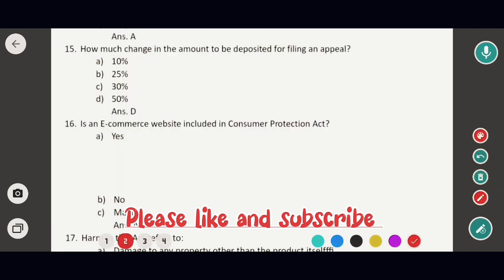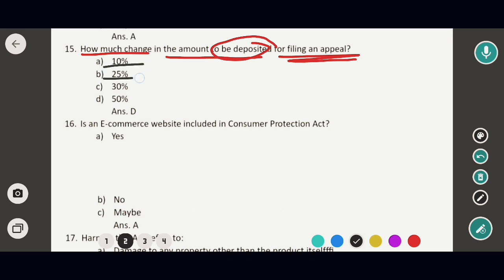Next question is about how much of the amount is to be deposited for filing an appeal. Okay, so in this case the options are 10%, 20%, 25%, 30%, and 50%. So in this case the correct option would be option D. That means 50% of the amount is to be deposited in filing an appeal in the respective forum. That means in this case option D would be the correct answer. Okay, so now to the next question.